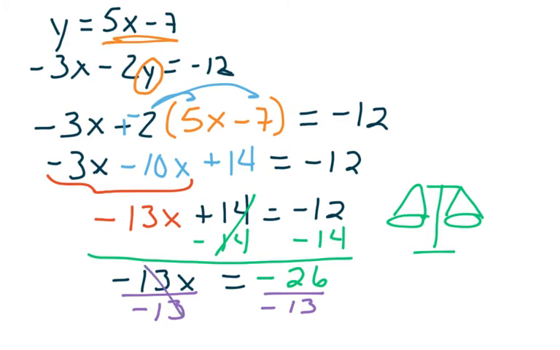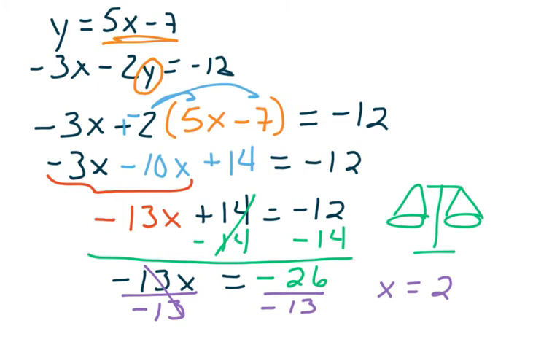Negative 13 divided by negative 13 is a positive 1x. Negative 26 divided by negative 13 is a positive 2. Now remember, we're not done yet, because that was only one part of our solution. Our solution has to be a point, an x and a y value. So now I'm going to do that next step, which says back substitute.